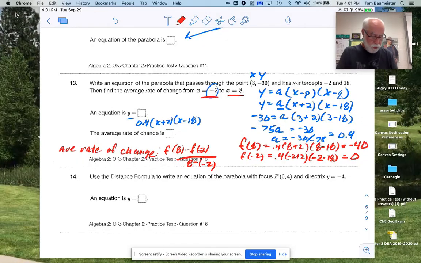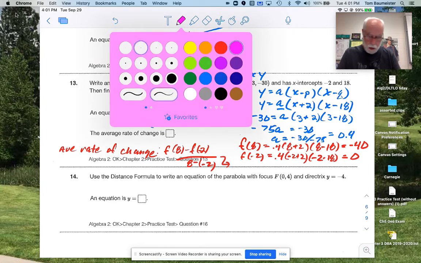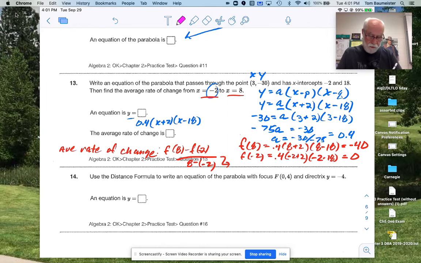So our average rate of change then, all right, so I'm going to use this here, and I'll change it to a different color. So we can say it's f of 8, which is negative 40, minus f of negative 2, which is 0, over 8 minus a negative 2. Well, that would make it a positive 10. So if we work that out, ladies and gentlemen, we get negative 4. So our average rate of change is negative 4. Okay.